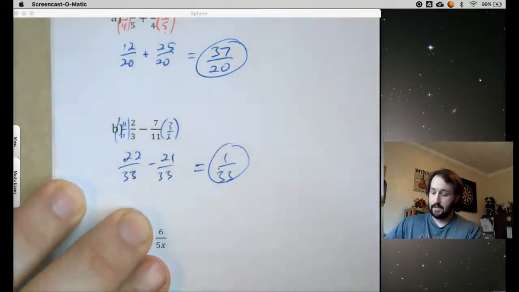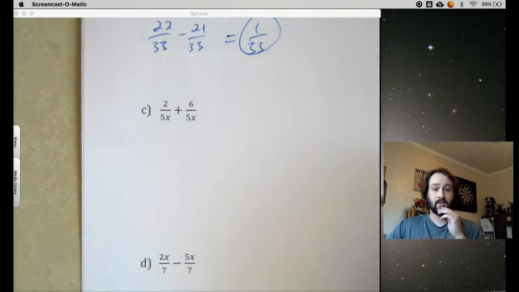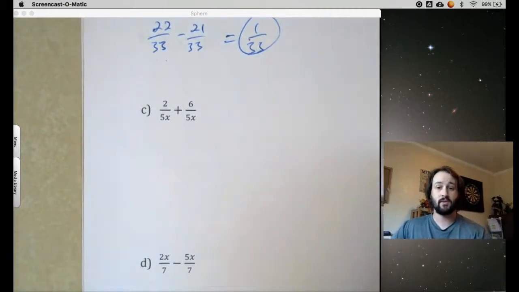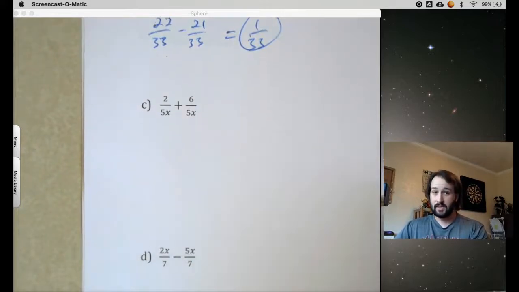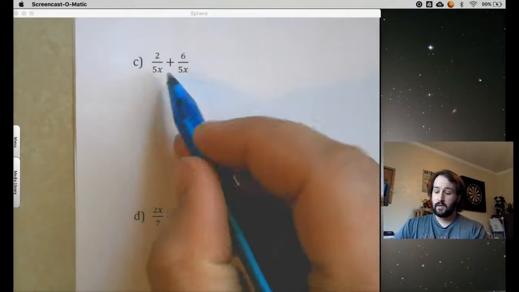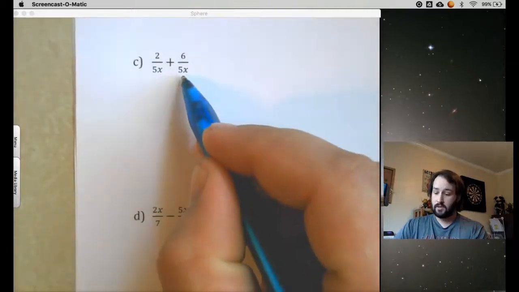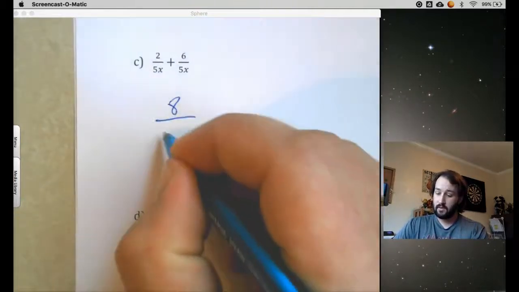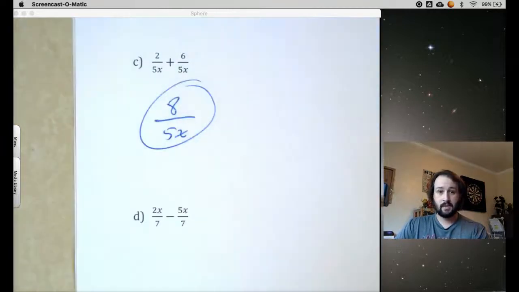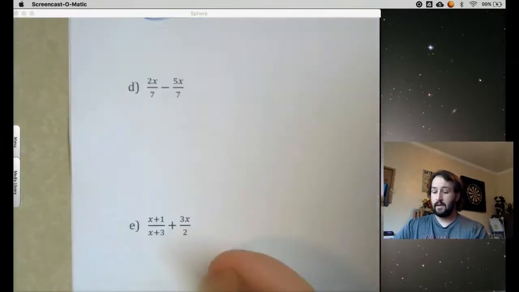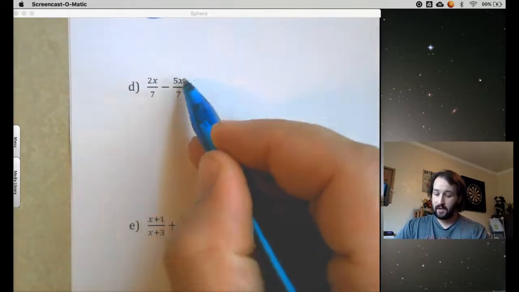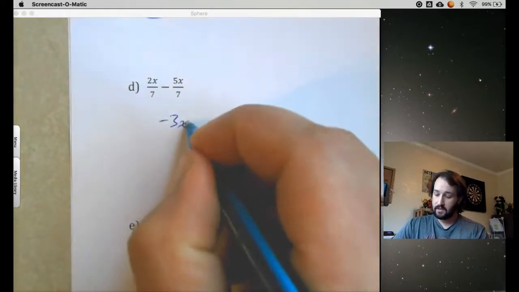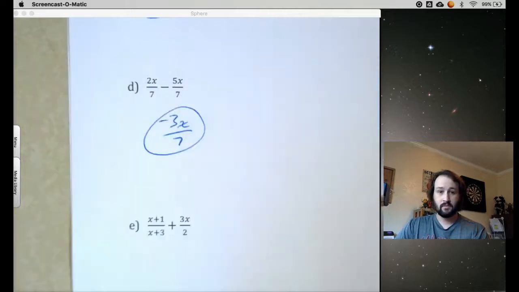That's it. All right, so now we're going to actually do it with rational expressions. So again, what we're looking for is, do they have a common denominator? If they don't, I'm going to need to get a common denominator. If they do, I can just add or subtract them as I see them. So common denominator already, very good. So 2 plus 6 is 8 over 5x. That's it. Common denominator already, sweet. 2x minus 5x would be negative 3x over the same denominator.